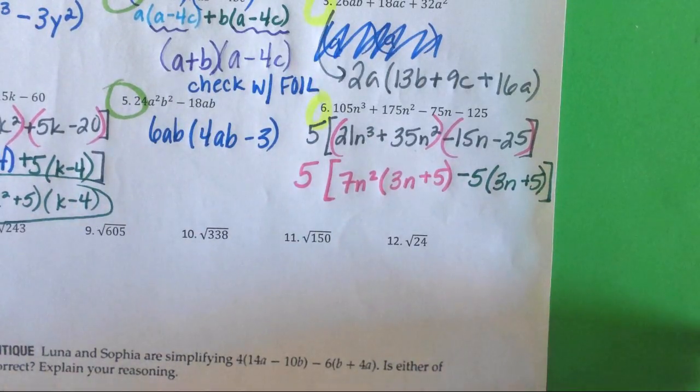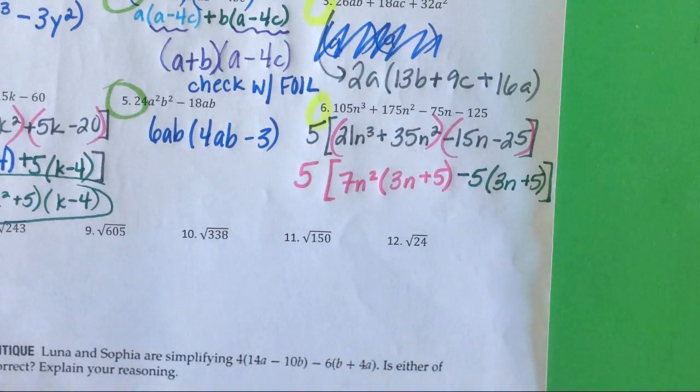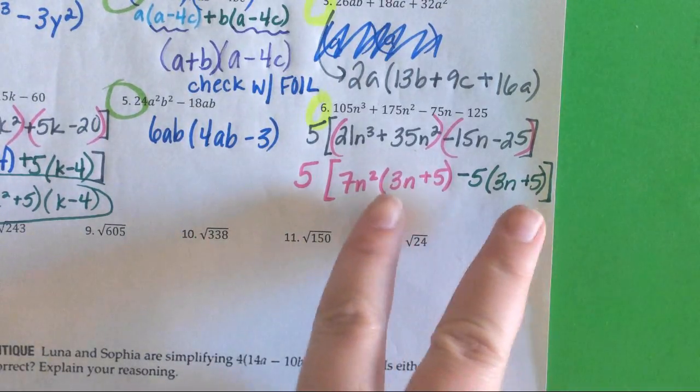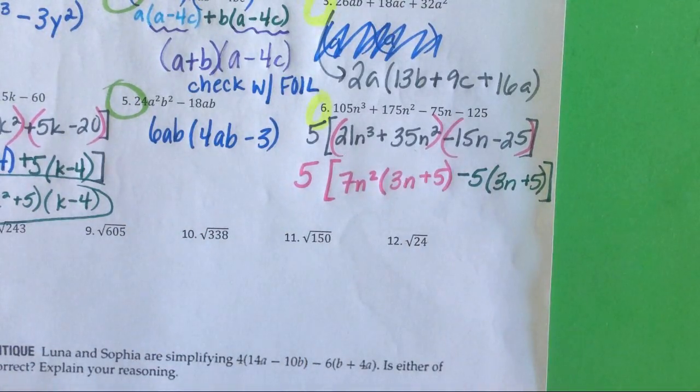I was almost sad because I was with Paige. And I was almost sad, but now I'm happy again. Why am I happy? Because the 3n plus 5 match, so I'm happy.